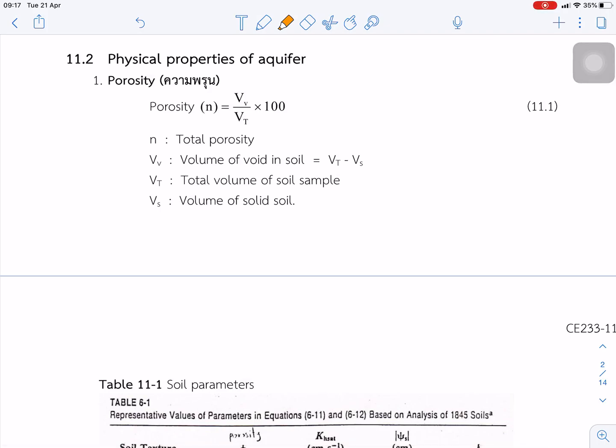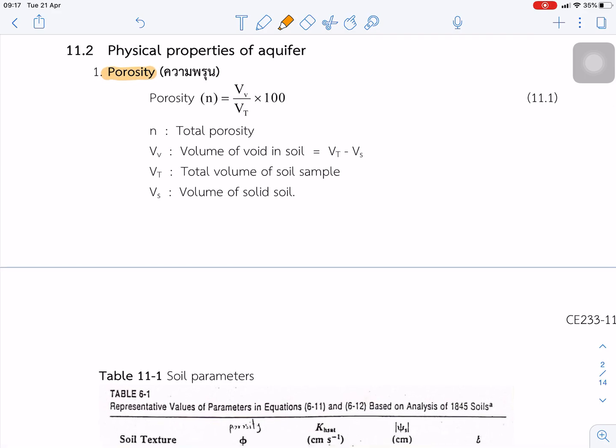Physical property of the aquifer. The first property is the porosity. The definition of porosity is equal to the volume of void, V sub V, divided by the total volume of soil. V sub V comes from the total volume of soil, subtract the volume of solid soil. That is the porosity.